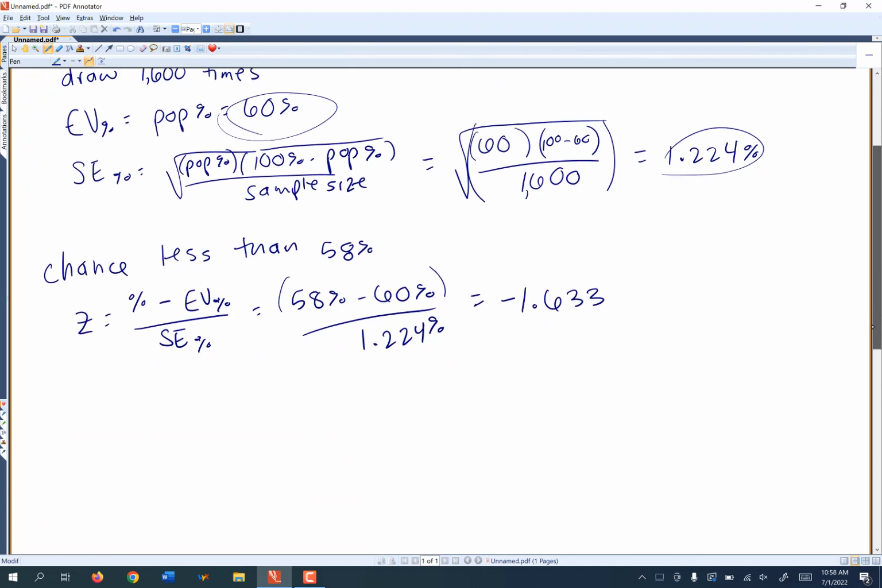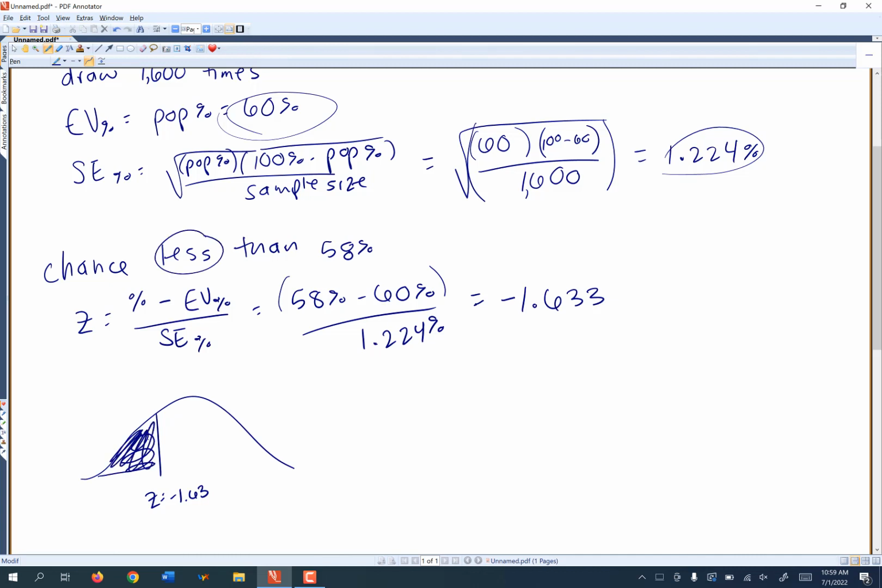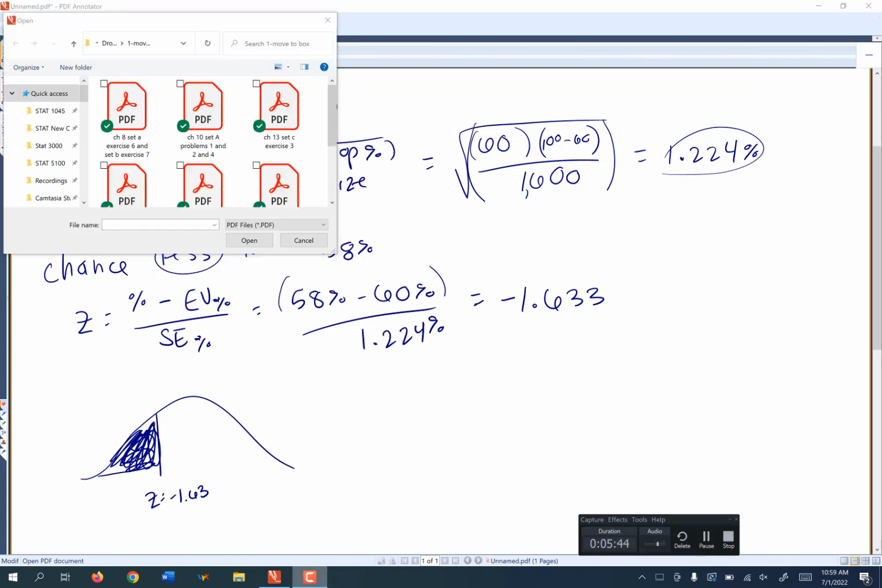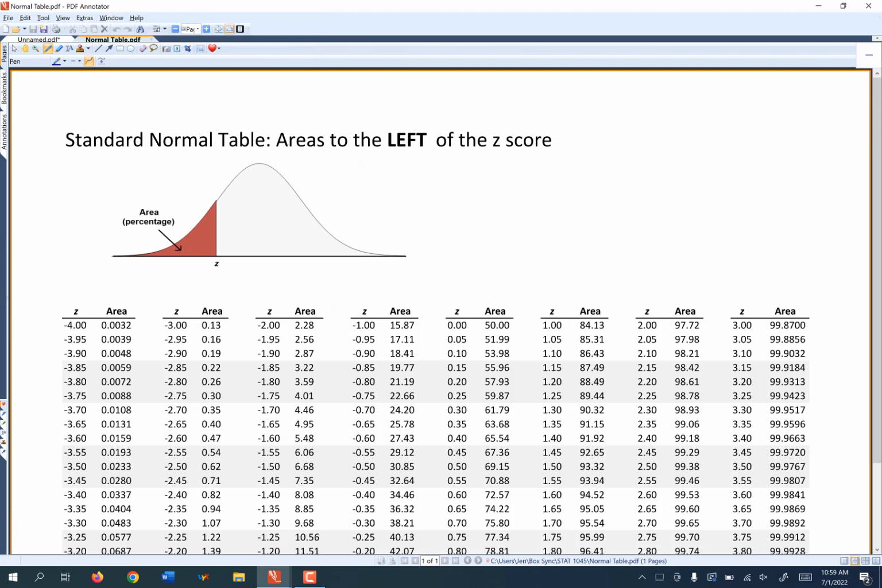Now, I always draw a picture at this point. So I'm going to draw a picture. Here is z equals negative 1.63. I'm looking for less, which always means left. So let's look for the left area. I pull up my normal table. I look for negative 1.63. Looks like my area to the left is either somewhere like 4.95 or 5.48%. Depending on which one you pick, you can pick either one. I have enough wiggle room on the exam that either one of those will be right. So let's just say 1.63 is kind of closer to 1.65, and I'll say 4.95%.